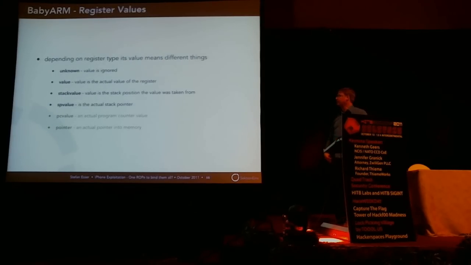And depending on what state the register is in, the value means something different. Of course, for an unknown value, it's just ignored. For a value state, it means it's the actual value. For a stack value, it tells you what position this value was popped from on the stack. For example, at position 8, register 3 was popped. This is the information in there. And of course, the stack pointer value type is just the value of the actual stack pointer. I start at 0, so it's not a real stack pointer, it's just starting at 0.